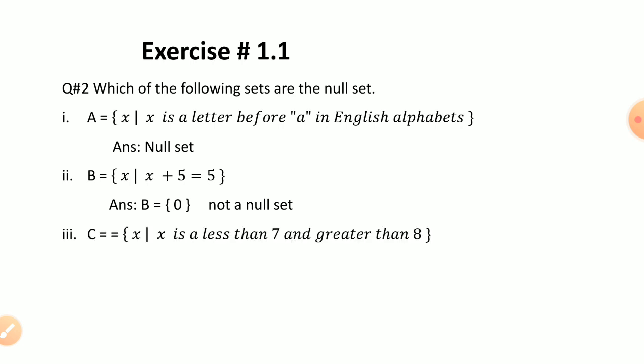Third one, X such that X is a number less than 7 and greater than 8. Now we are making a set of numbers which are less than 7 and greater than 8. Do we have such numbers which are less than 7 and greater than 8 at the same time? We cannot have such numbers. So set C will be a null set.